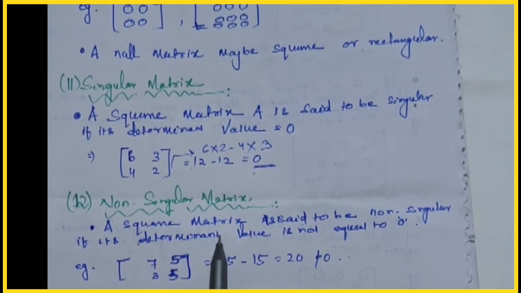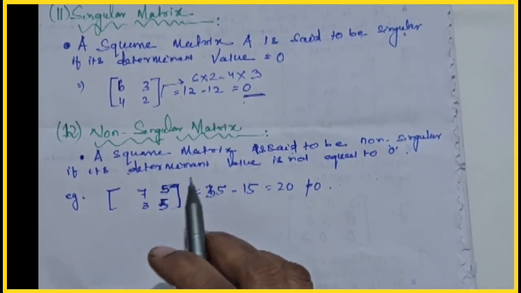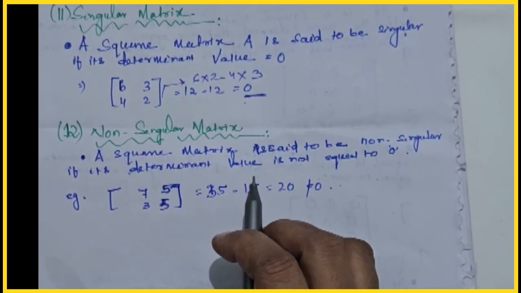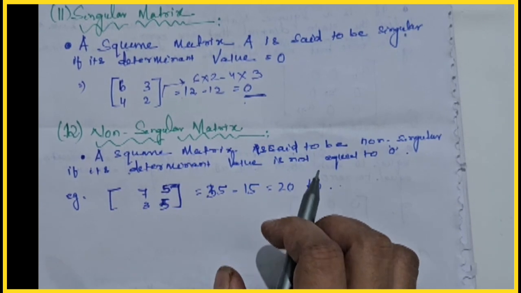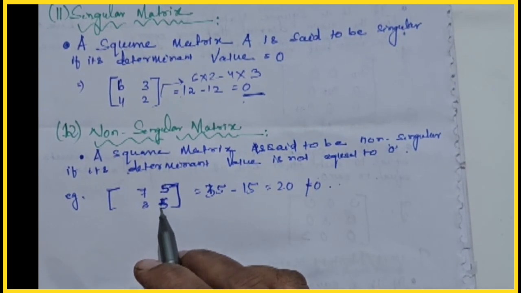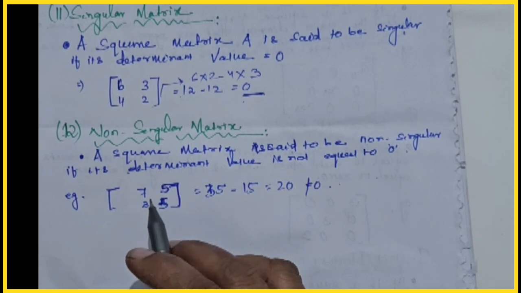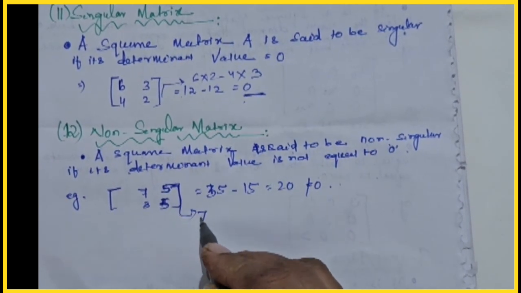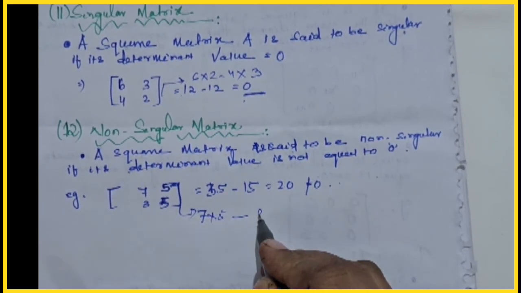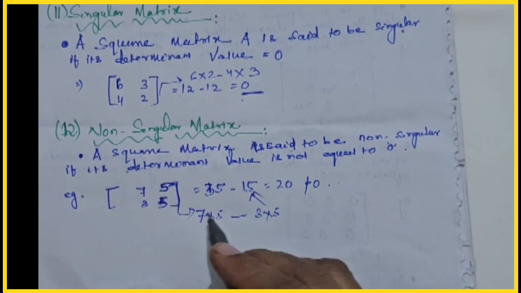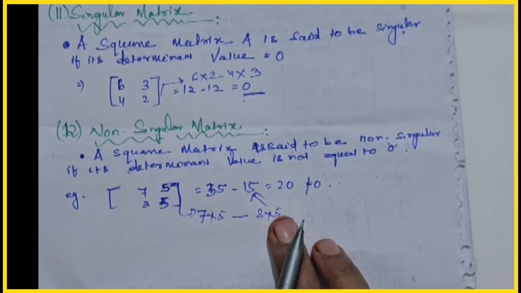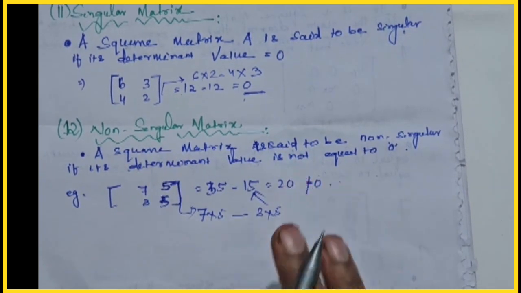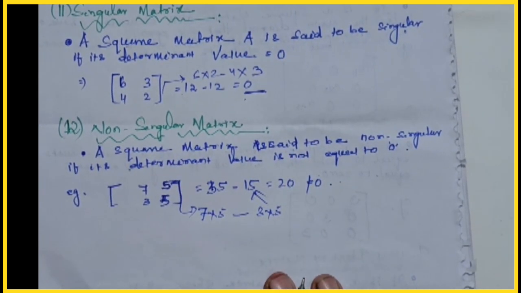Then non-singular matrix means determinant 0 नहीं होगा. So a square matrix is said to be non-singular if its determinant value is not equal to 0. Here an example is 7, 5 and 3, 5 are the elements and the determinant 7 into 5 minus 3 into 5 हुआ 35 minus 15, 20 निकला. तो not equal to 0 है यहाँ पर. So it is a non-singular matrix. So these are the various types of matrix.